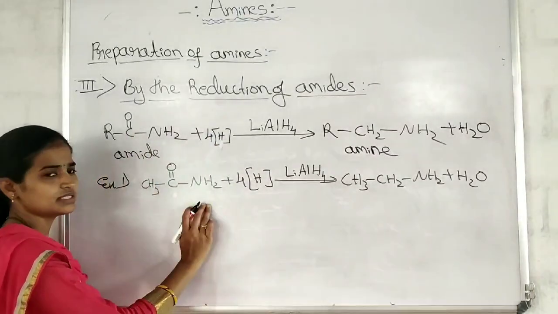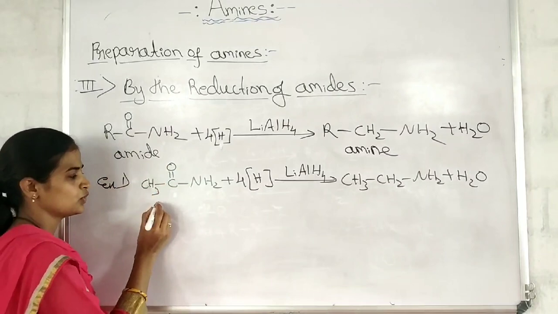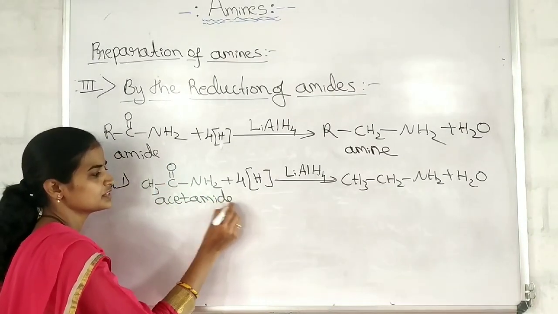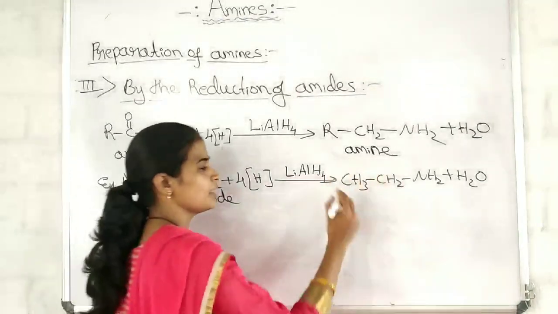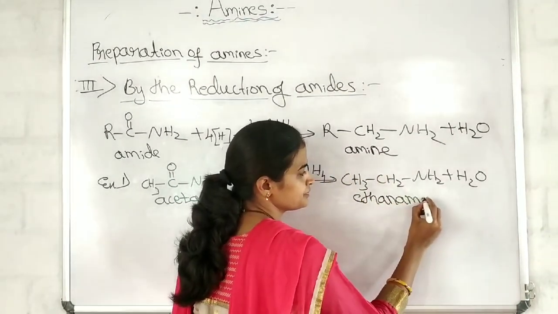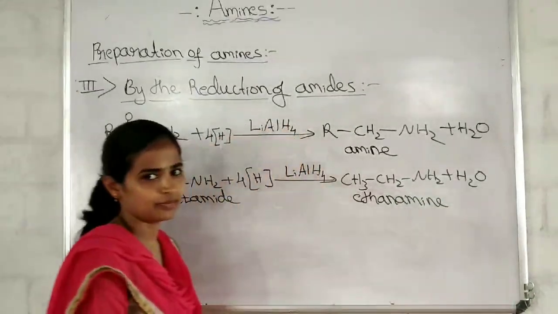What is the name of this? It is an acetate group. So the name of this is acetamide. Name of this is acetamide. And the name of this is, yes, ethanamine. Name of this is ethanamine.